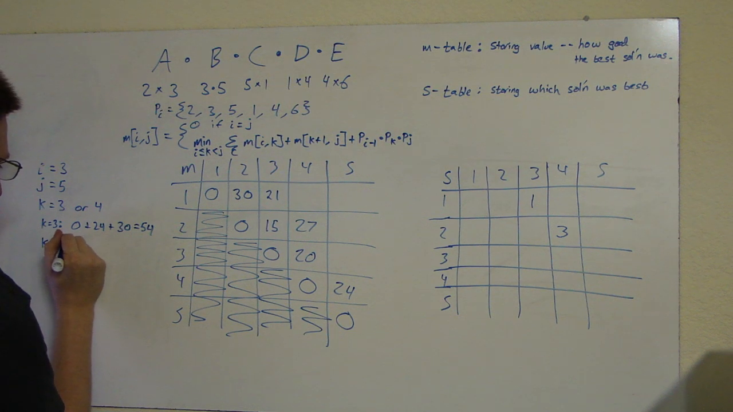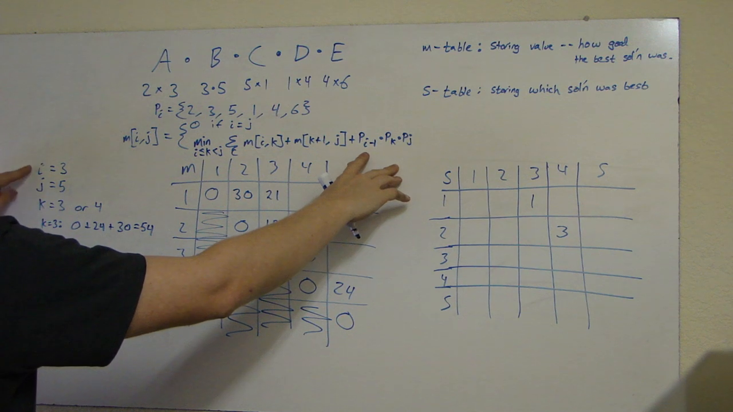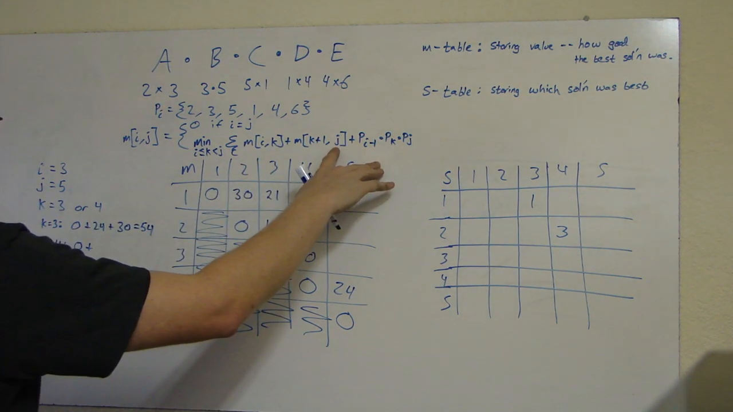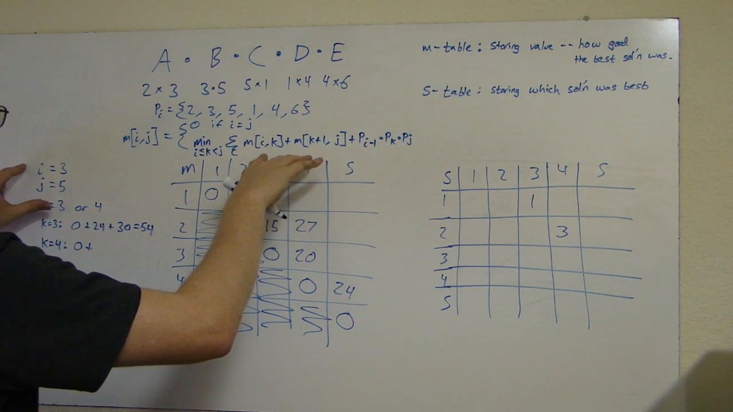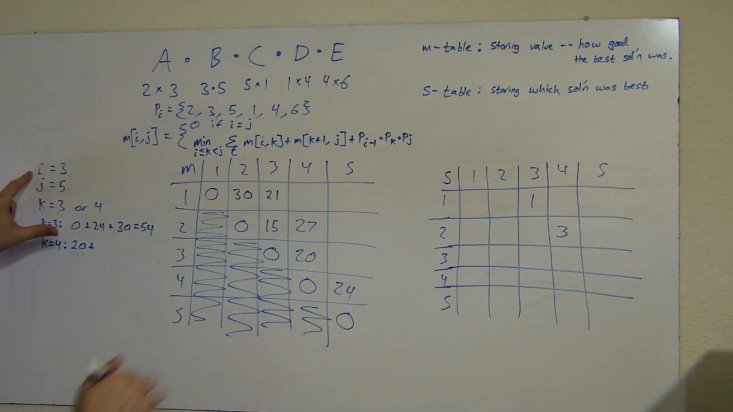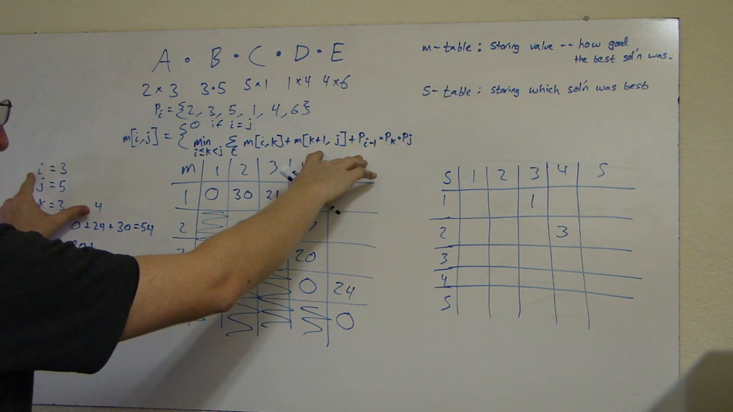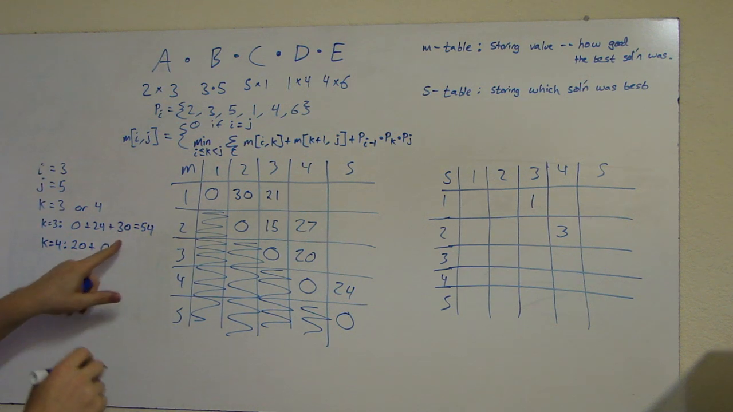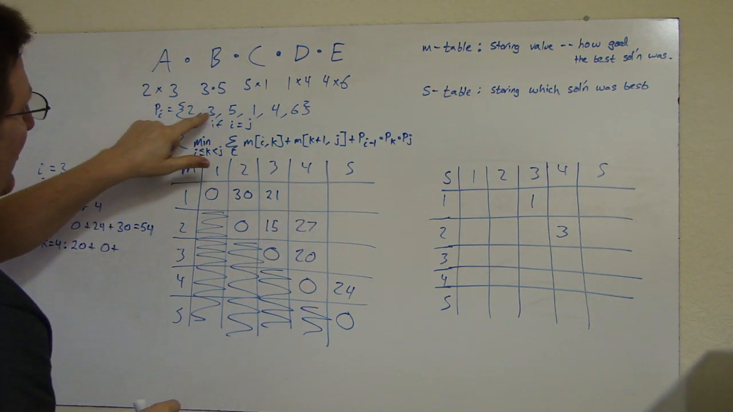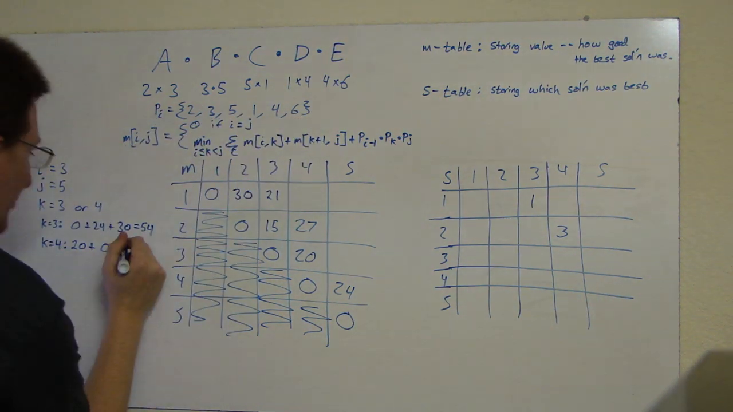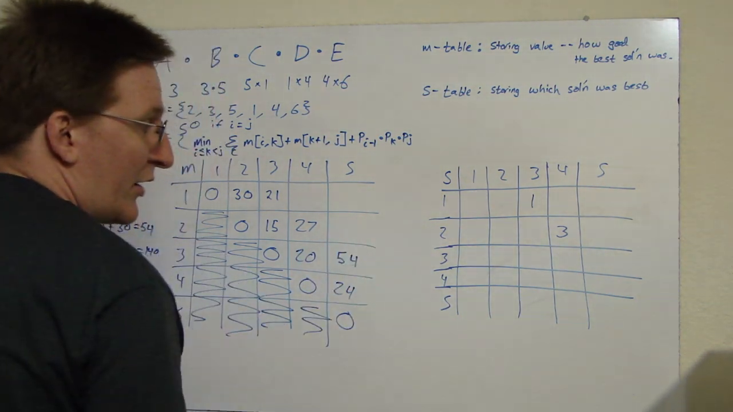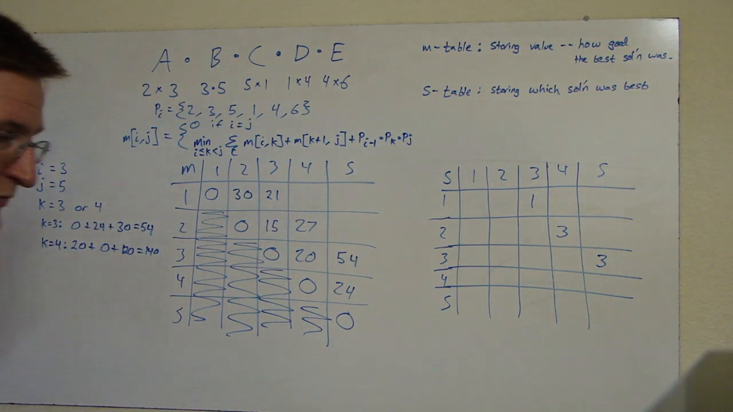For K equals 4, we have M of 3, 3, which is 0, plus M of 3-4, sorry. This one is M of 3-4, which is 20. This one is M of 5-5, which is 0. And then we have P2 times P4 times P5. So 5 times 4 times 6 is 20 times 6 is 120, for a total of 140. K equals 3 is the better option, so we put 54 here, and we put 3 for our value of K that we used here, and then we move back.